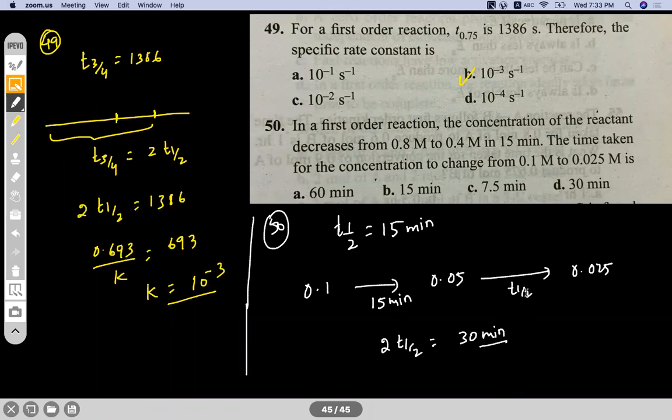Any doubt in this? Yes. So no need to use a formula. Directly you can do it like this.